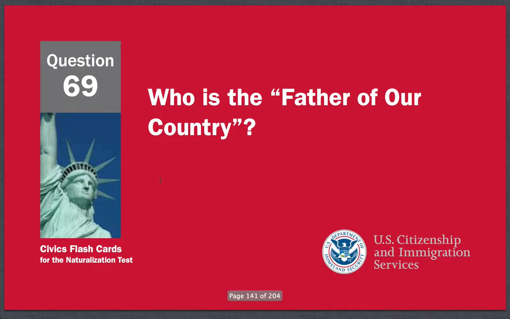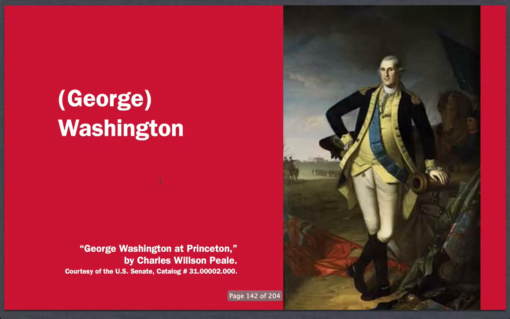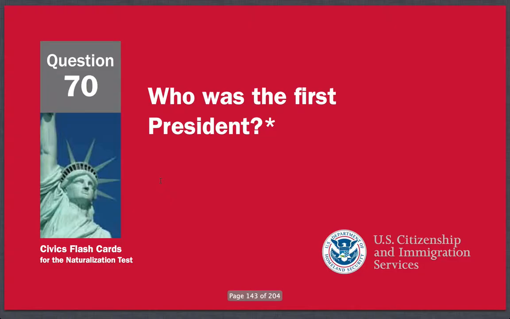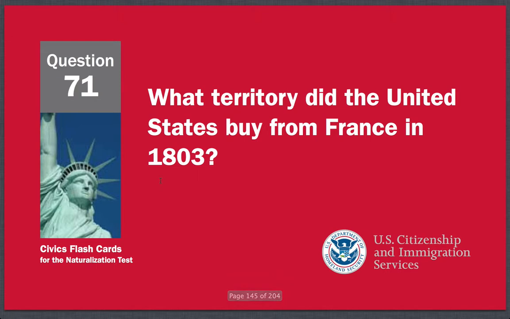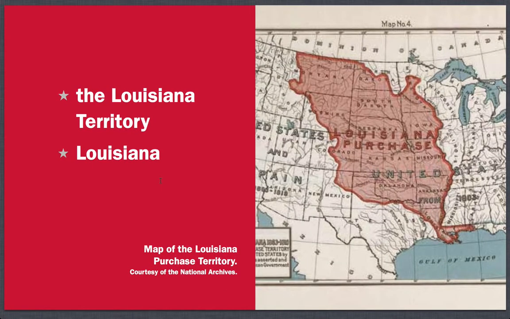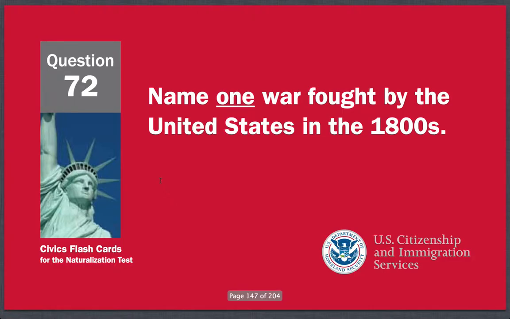Who is the father of our country? George Washington, the first president. Who was the first president? It was George Washington too. What territory did the United States buy from France in 1803? Louisiana Territory. That's why you see many people in Louisiana still speak French.